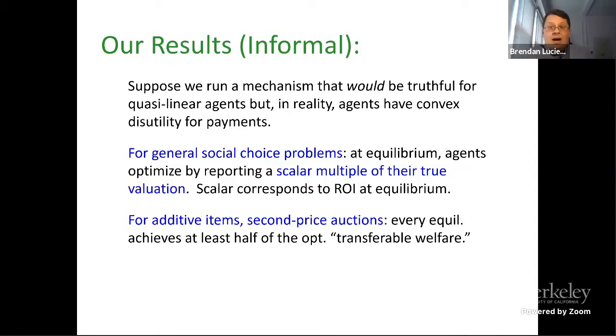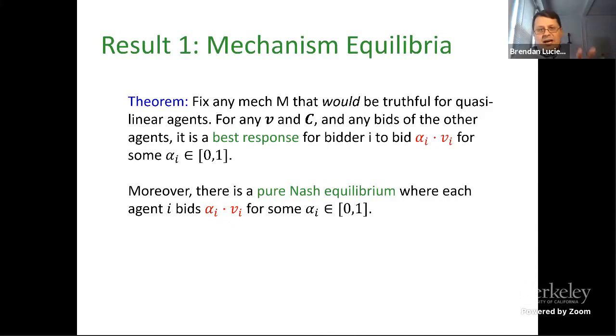Okay, so let me spend the rest of my time taking those results and stating them a little more formally. For this equilibrium scenario, what we're saying is take any mechanism that would be truthful if the agents were quasi-linear, and take any value functions for the agents and these costs of money, these disutility curves that are convex. Then for every agent, no matter how the other agents are bidding, there's always a best response for them in which they take their value function and scale it by this factor. Moreover, there always exists a pure Nash equilibrium in which all the agents are behaving in this way.